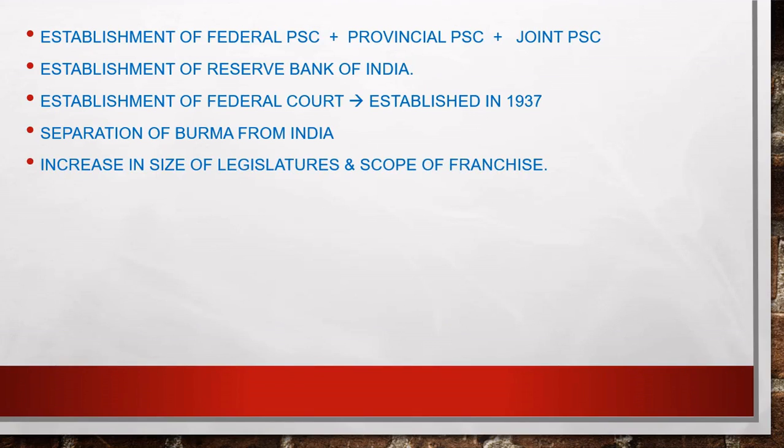So what is the Federal Public Service Commission? For example, currently in India we have UPSC, the Union Public Service Commission. What is the role of UPSC? The function of UPSC is to recruit central civil servants, for example, IAS, IPS, IFS, IRS, and so on. Similarly, the role of the Federal Public Service Commission was to recruit the central civil servants, for example, ICS officers.